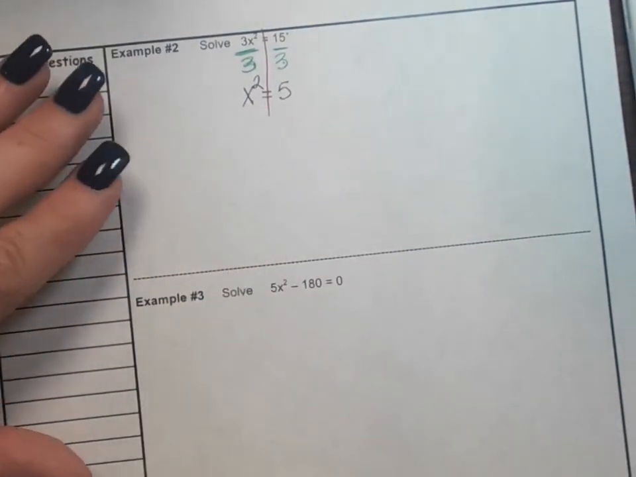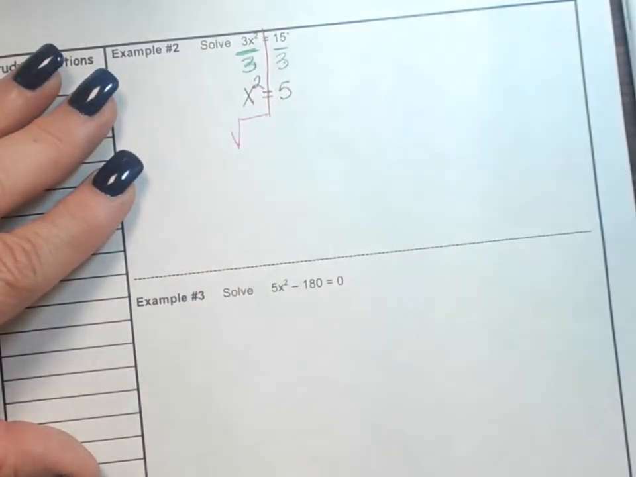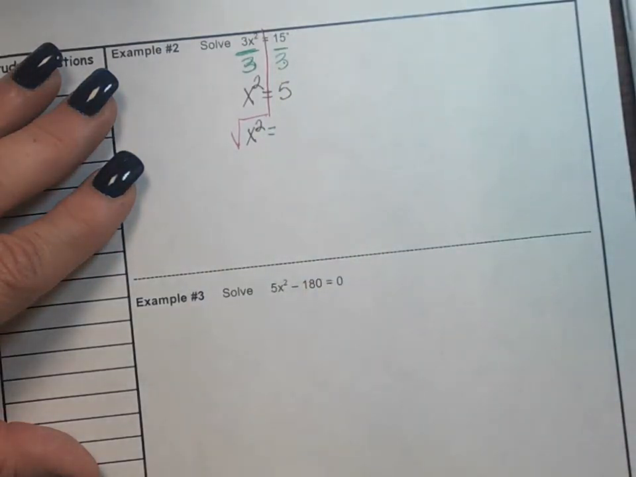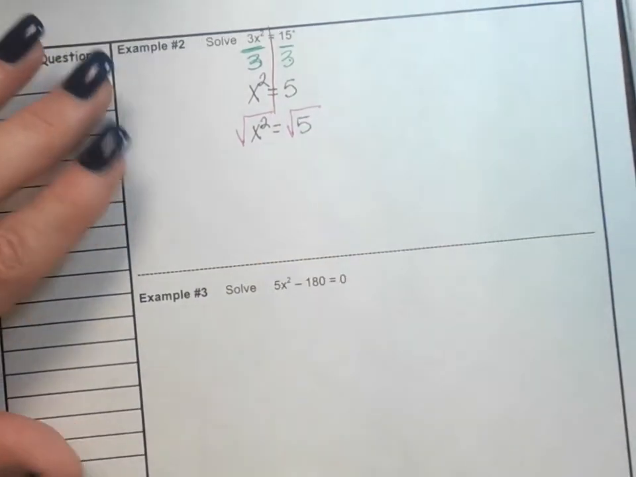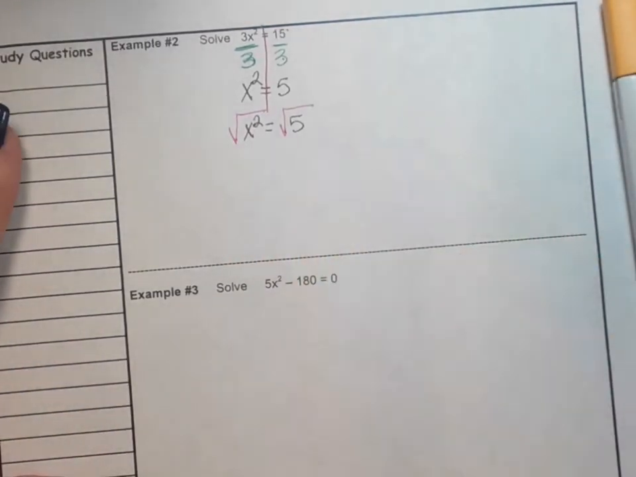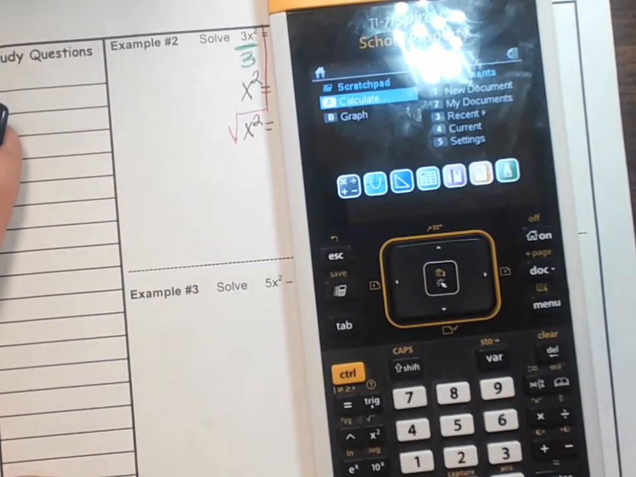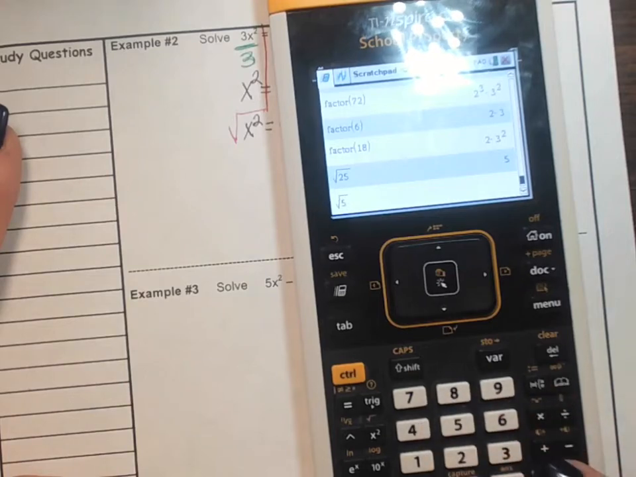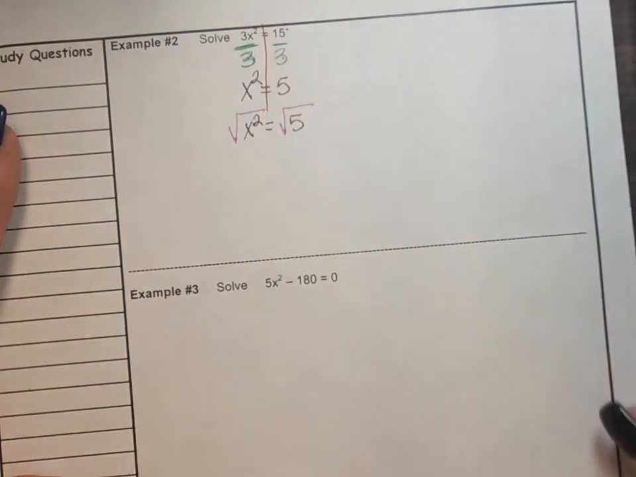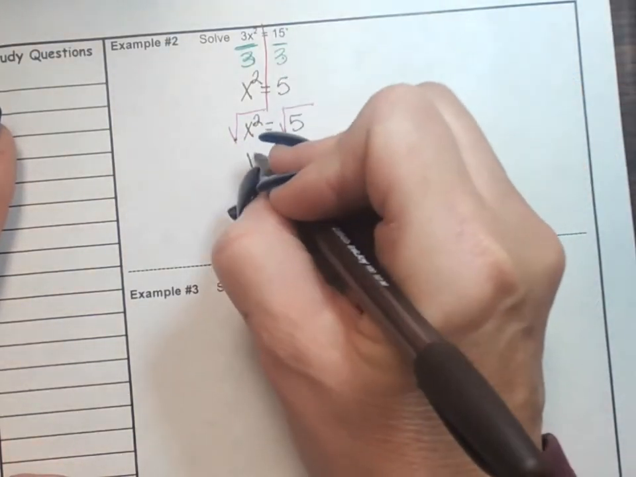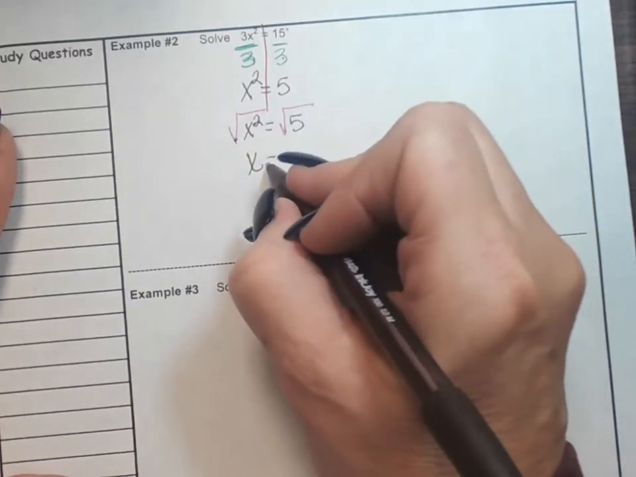Again, the opposite of squaring is taking the square root. So we're going to take the square root of x squared. And if you remember from the first semester, what you do to one side of the equation, you have to do to the other. So we're also going to take the square root of 5. When I go to my calculator to check to see if 5 is a perfect square, I go on calculate, I do control x squared, and I put in 5, enter. It gives me a decimal, so I know that 5 is not a perfect square. The square root of x squared is x. And again, the square root of x squared will always be x.